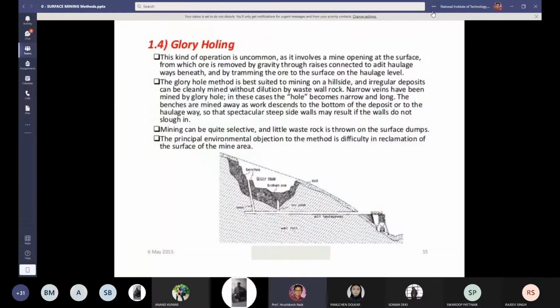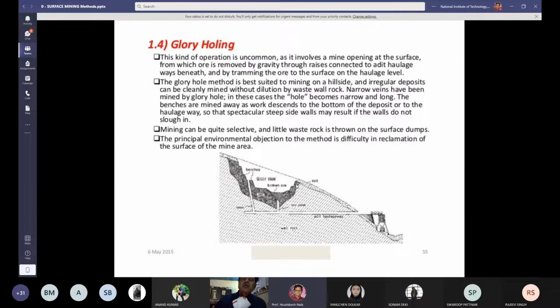So today we are going to discuss glory hole mining. Glory hole. This method of mining is applicable to hilly deposits. These are the glory holes you are making to get the mineral. Suppose this is the hilltop deposit.